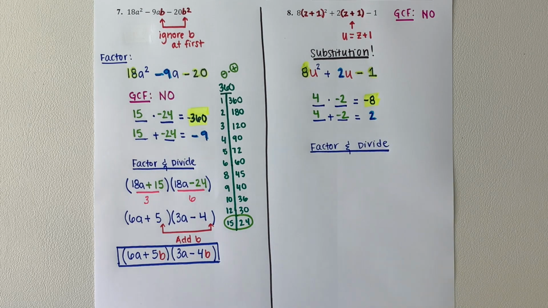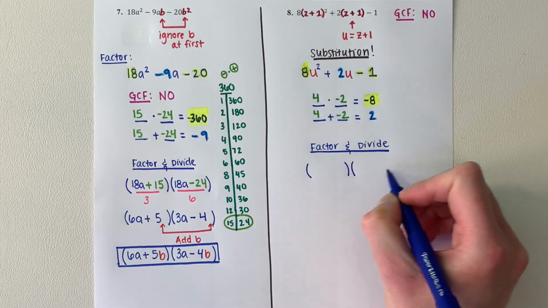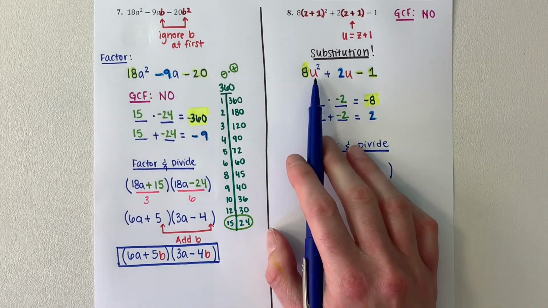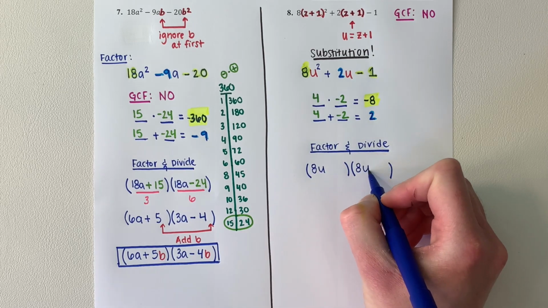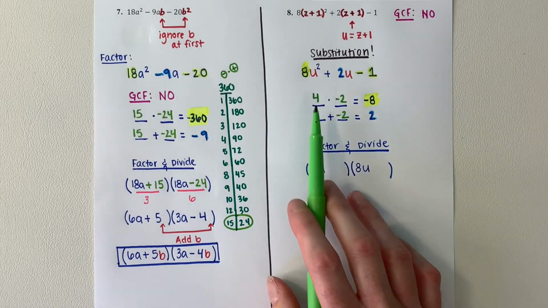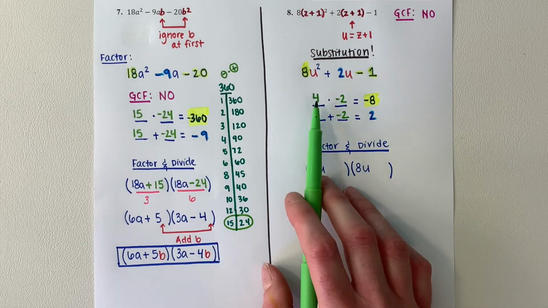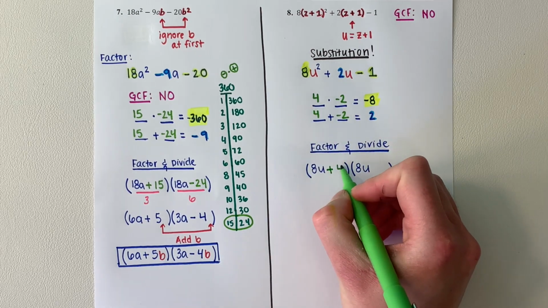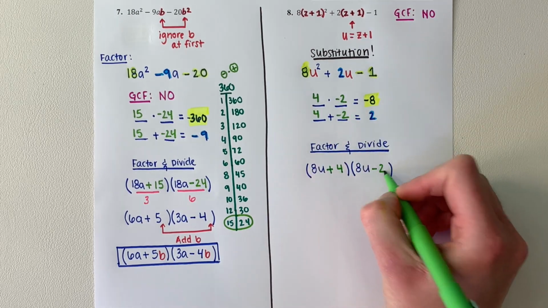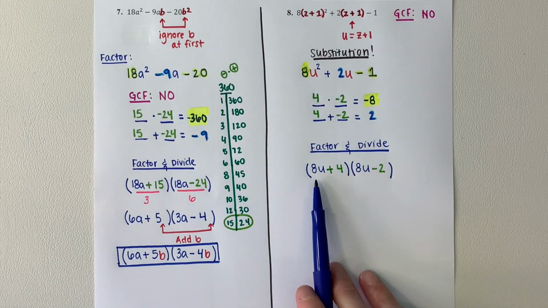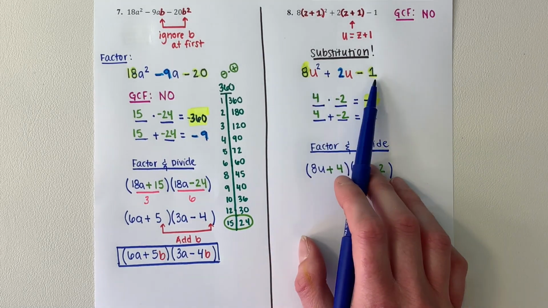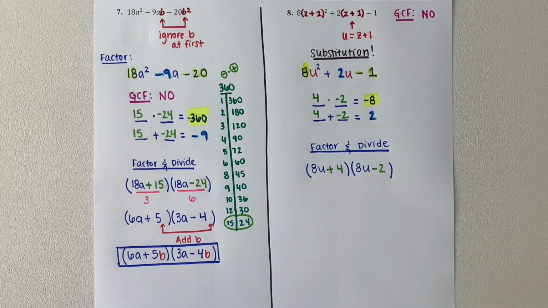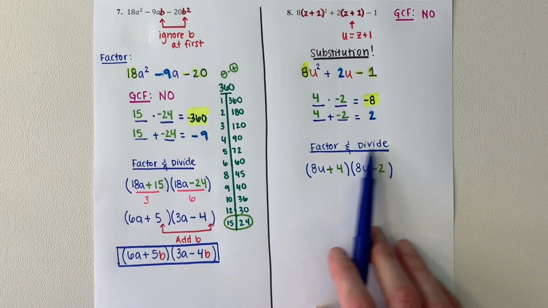When we use the factor and divide method, we start by drawing our parentheses. Since this is an 8u squared, we'll put an 8u and an 8u in each parenthesis. Then we'll insert these green numbers in the blanks, so we'll put a positive 4 in one parenthesis and a negative 2 in the other. Now, this is not factored correctly, because if you FOIL this out, you will not get this expression here. That's because we have to factor and then we have to divide.